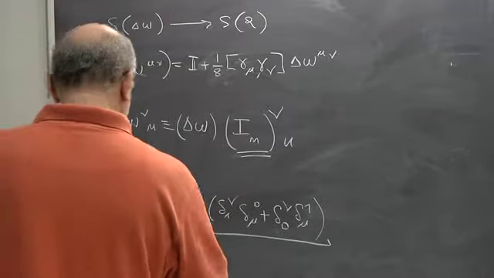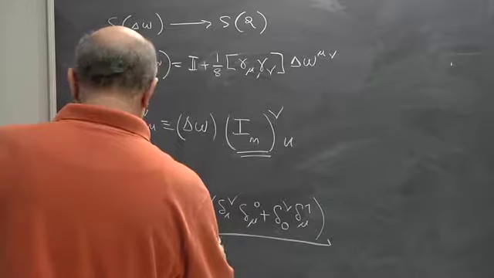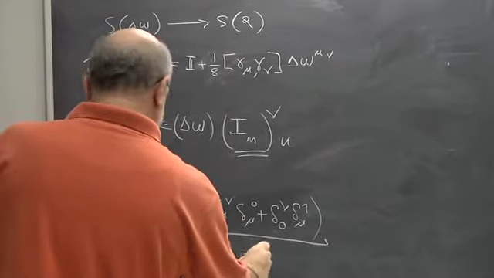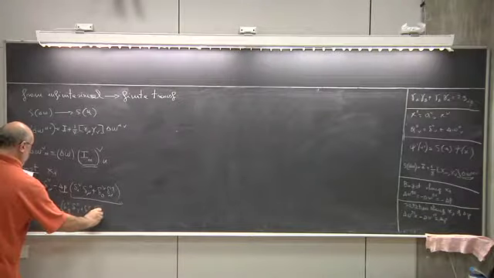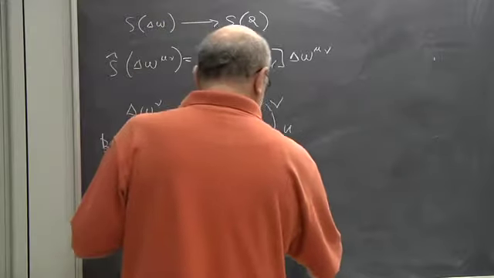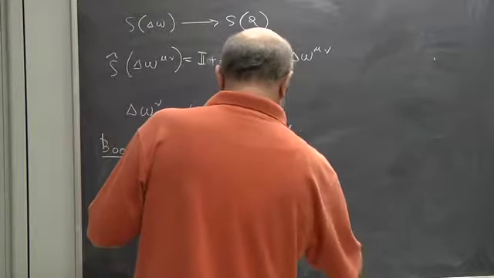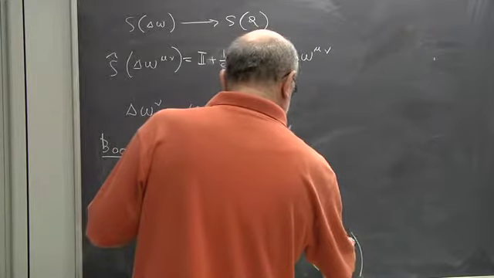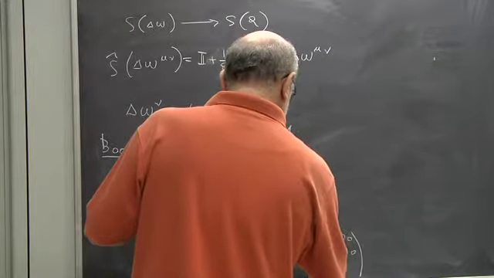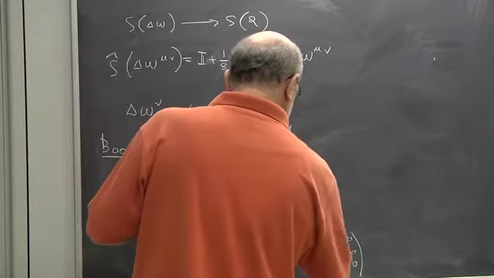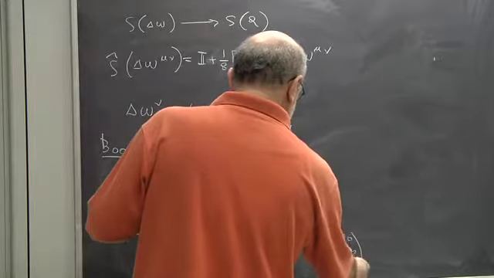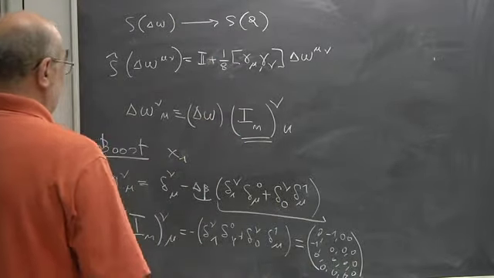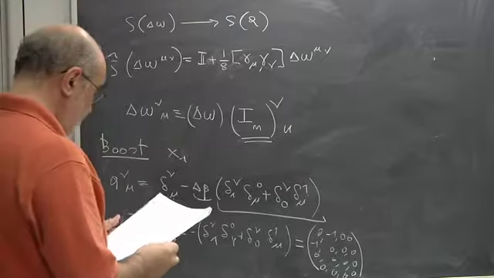We take the minus, so it's minus delta nu 1, delta 0 mu, plus delta nu 0, delta 1 mu. And this is a matrix that is 0, minus 1, 0, 0, minus 1, 0, 0, 0, 0, 0, 0, 0, 0, 0, 0. Okay? So this is an example of that kind of matrix. This for the boost was this.